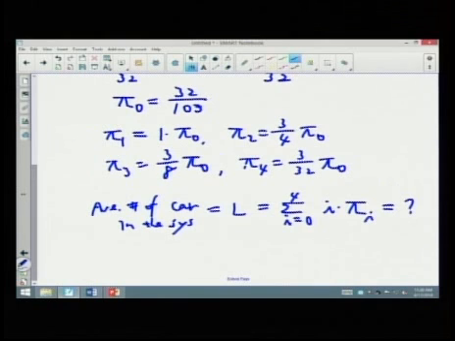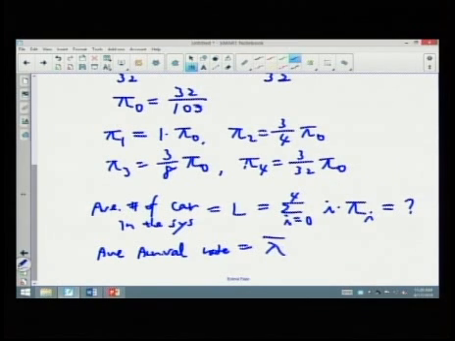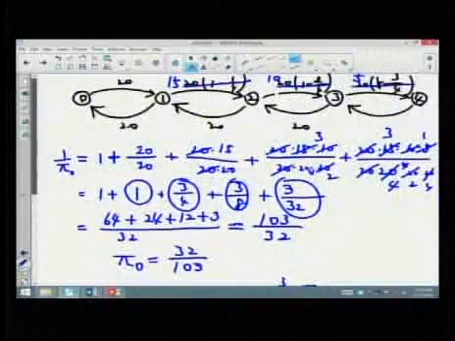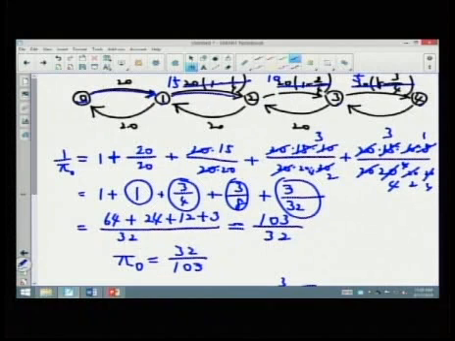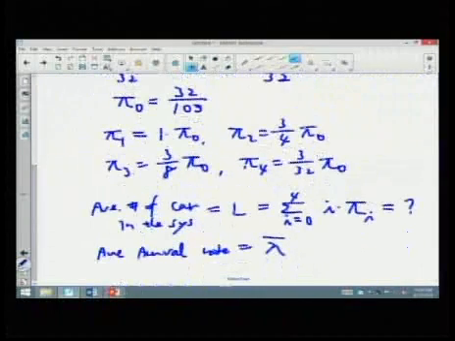And then what is the average arrival rate? That is lambda bar, right? What is your arrival rate? 0 times 20. 1 times, pi 1 times 15. Pi 2 times 10. Pi 3 times 5. Pi 4 times 0. Is that right? So that's how you get lambda.